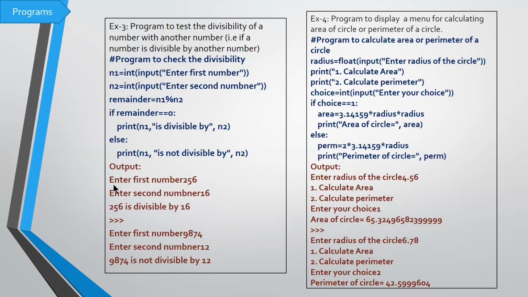Here in the first portion, what statements get executed? Line numbers 1, 2, 3, 4, and then 5. So 5 lines of code get executed for this particular input. For the second input, it executes lines 1, 2, 3, 4, 6, and then 7. These statements get executed when you give the values 9874 and 12. So this is a simple if-else program to check a very important thing, the divisibility of a number by another number.